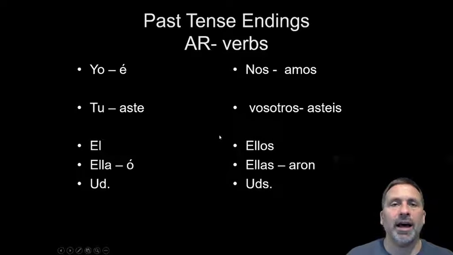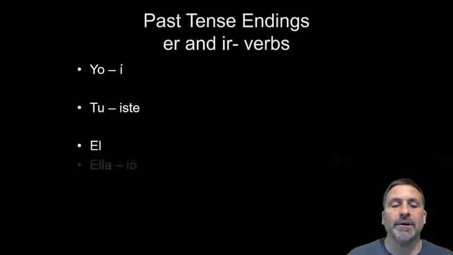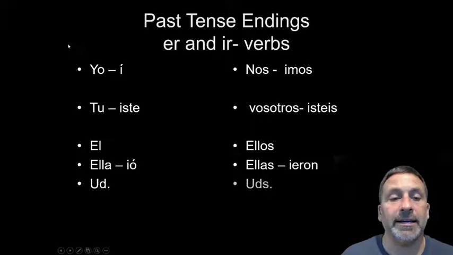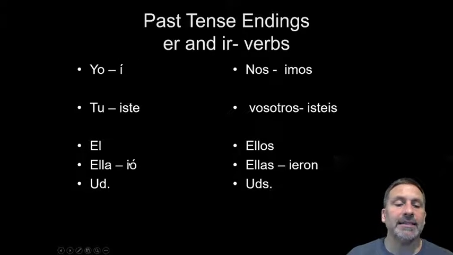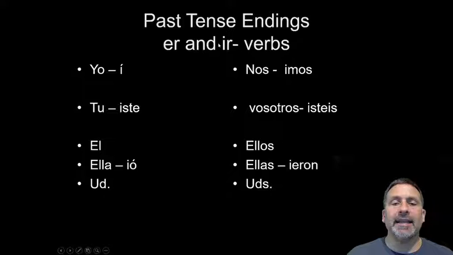Okay, let's go to ER and IR verbs. ER and IR verbs have the same endings in the past tense, in the preterite tense. Let's take a look at these, if they're regular verbs. There are some irregular verbs that have their own conjugations that we'll have to study. Okay, so I'm going to use the verb comer, to eat. So yo comí, comiste, él comió, nosotros comimos, vosotros comisteis, ellas comieron. What did you eat last night? ¿Qué comiste anoche? So these are my endings for ER and IR verbs, and they are the same in the preterite tense.